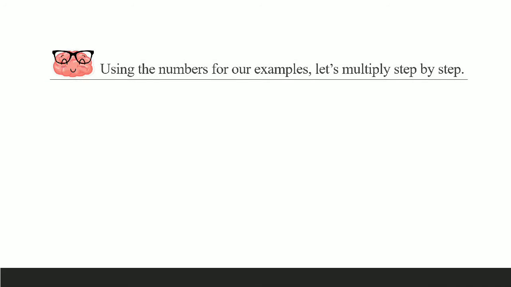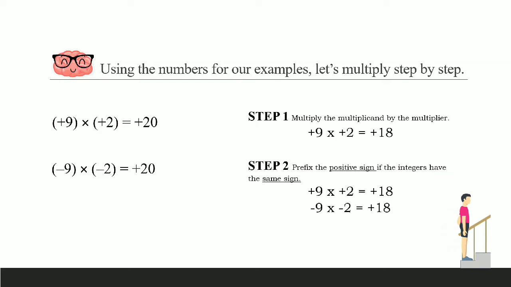Using the numbers for our examples, let's multiply it step by step. Positive 9 times positive 2 is equal to positive 18. Negative 9 times negative 2 is equal to positive 18. Our step 1 is we need to multiply the multiplicand by the multiplier. Our multiplicand here is positive 9, and we will multiply it by our multiplier, which is positive 2. Our answer is positive 18.